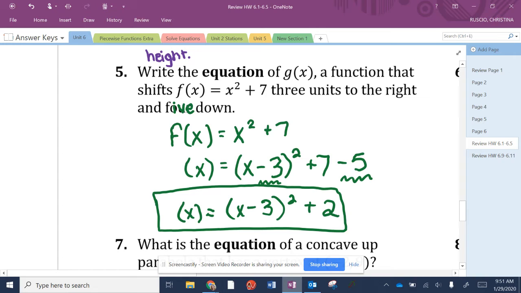So what we're going to do is shift 3 to the right and 5 down. So in order to get the equation of g of x, we're going to shift it 3 to the right and 5 down. So 3 inside parentheses, the inside lies, the outside tells the truth. G of x is going to equal (x minus 3) all squared plus 2.